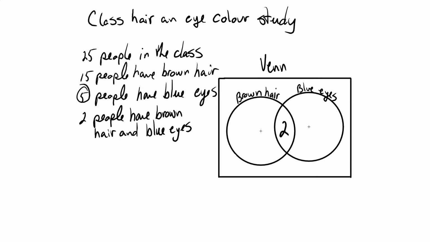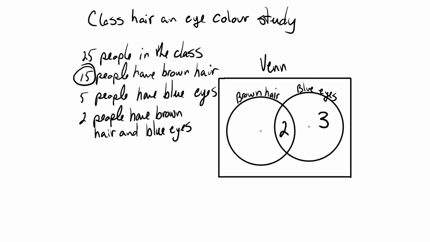The next piece of data we've got says that there are 5 people that have blue eyes in total. So we've already accounted here for 2 people that have blue eyes. So the next step then is to say, well, 5 minus those 2 means that there are 3 more people that have blue eyes. Those 3 people don't have brown hair. Otherwise, they'd be in the overlapping area with them. So we've accounted for those 5 people that have blue eyes.